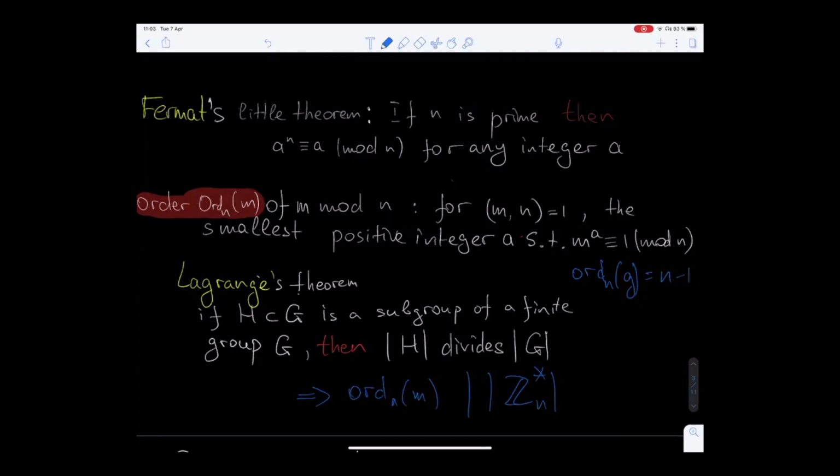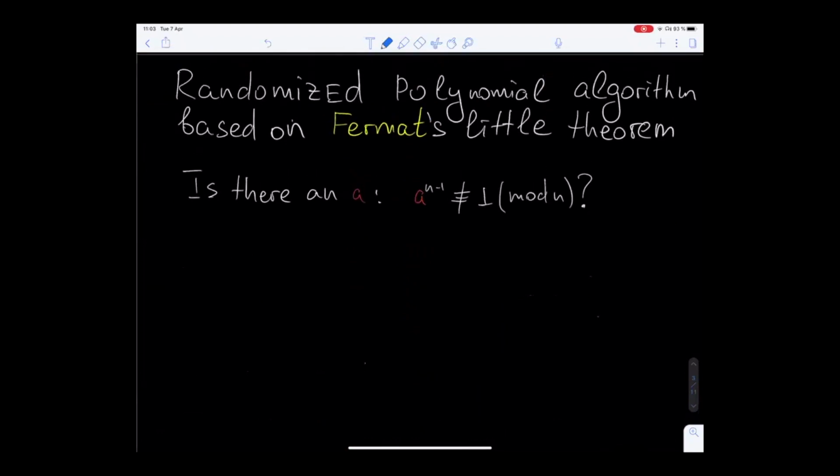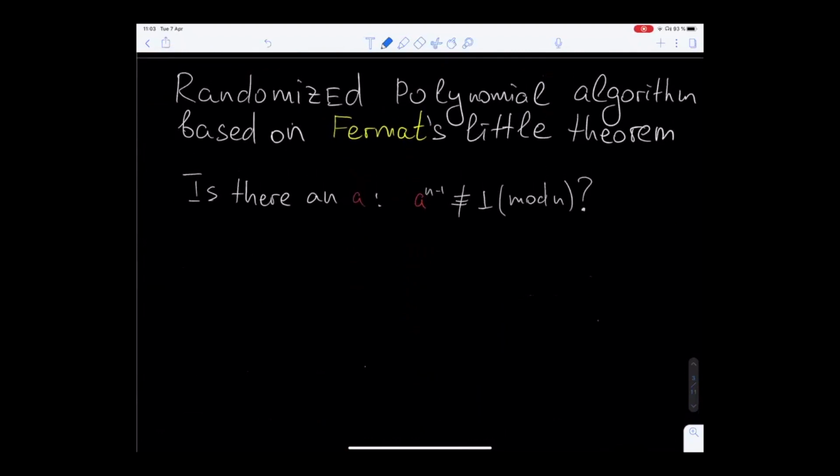So this Fermat's little theorem, if we look at it, brings us to another possibility of an algorithm for testing primality. What if we just try and test this property for some integers a, and then look at what happens. In particular, it brings us to a randomized polynomial algorithm based on that.